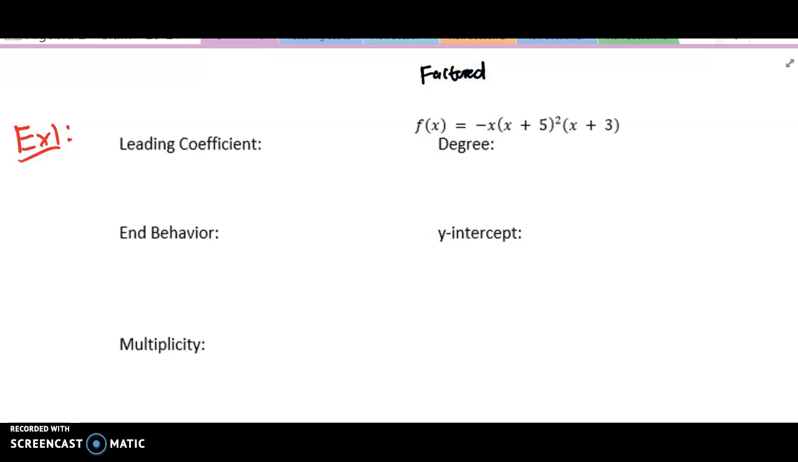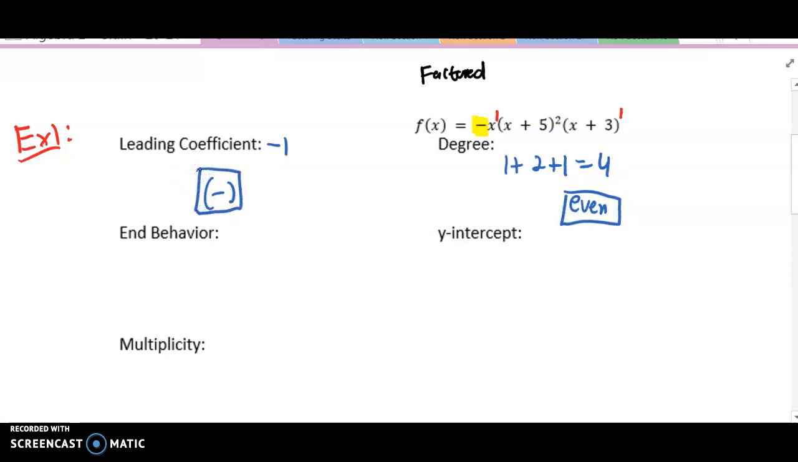My leading coefficient in factored form is just the number up front here. I don't see a number, so that's an assumed 1, or -1 in this case. To get our degree, we're going to write in the divisible exponents of 1. Since it's in factored form, we're going to add our exponents. And we get 4, which is even. And this one was negative.